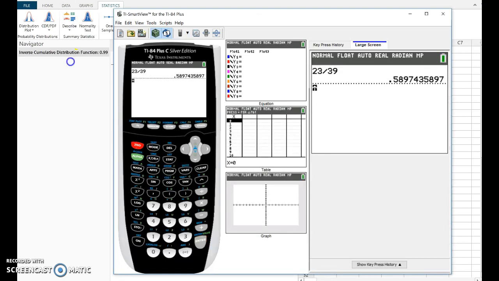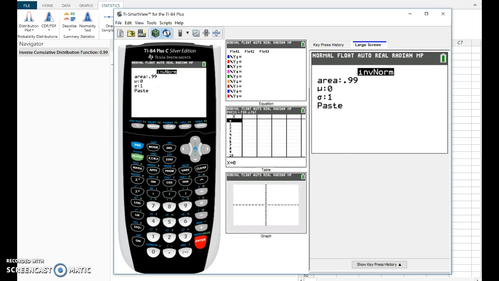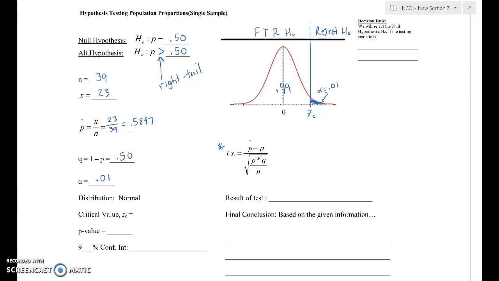It does it. Second bars. Inverse normal. Area on the left is 99%, mean and standard deviation of 0 and 1 because we're talking z-scores. Paste that in there, and it's going to tell me 2.33 as well. So you can get this from your calculator, you can get it from Minitab, you can get it from the tables I gave you. So many different things you can do here. Bottom line here, critical value, 2.33.